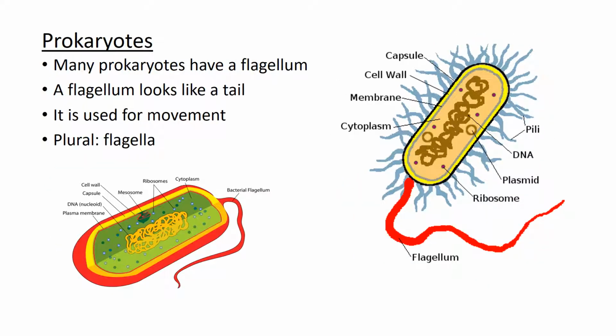Many prokaryotes have a flagellum. A flagellum is a tail-like structure used for movement. In this image, this is the flagellum, and the flagellum is very clearly labeled in this image as well. Not all prokaryotes have flagella, but images of prokaryotes will often portray them as having flagella because they are very common among prokaryotes.